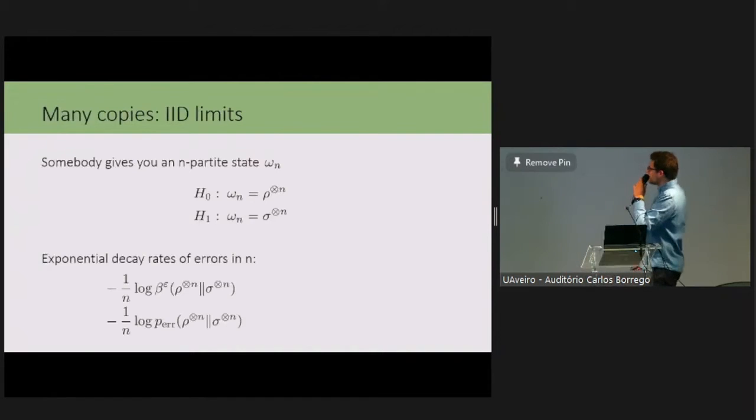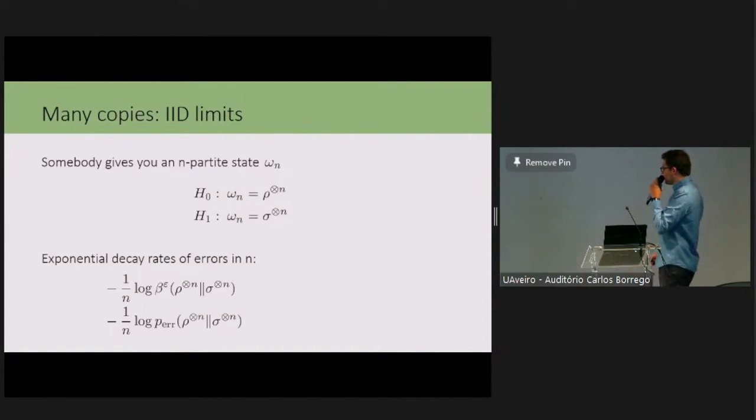And something which you can do, and which is kind of nice from an analytical point of view, is to look at many copies and the many copy limit. So another setting is that somebody gives you an n-partite state, say omega n, and your task is to decide whether this omega n is either n copies of rho or n copies of sigma. And what you can look at then is the exponential decay rate of this error, depending on which one you choose, in the number of states you have.